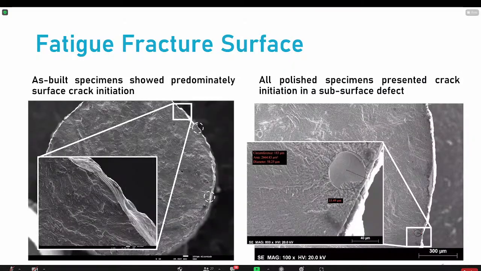So looking at the fracture surface, first in as-built on the left, we can clearly see a surface crack initiation, even sometimes in multiple locations. When compared to a polished surface, we can see the subsurface defect that initiated the crack with certain characteristics associated with very high cycle fatigue.